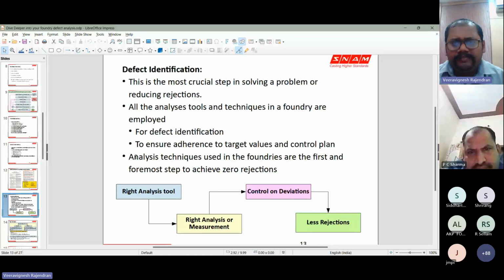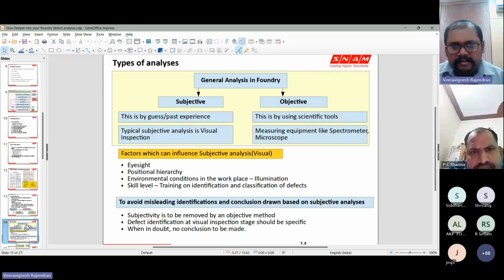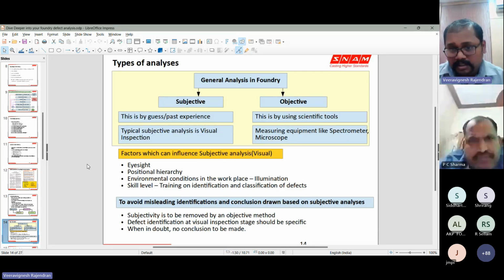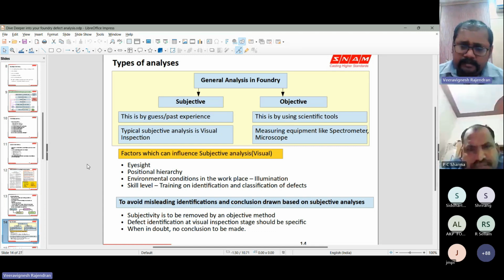So identification of the defect, because this is the most crucial step. You should have the right analysis tool, or the right analysis measurement, as that will lead to a control on deviations, and that can lead to fewer rejections coming up. So what is available? The different types of analysis generally conducted in a foundry: one is subjective and the other is objective. Subjective is generally by experience.